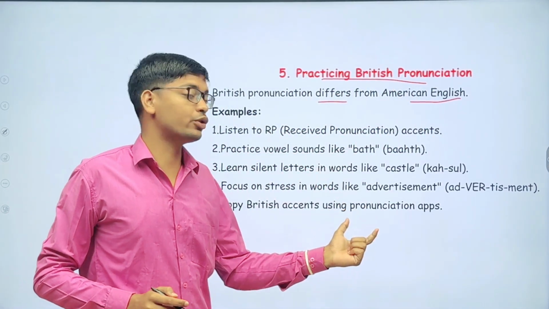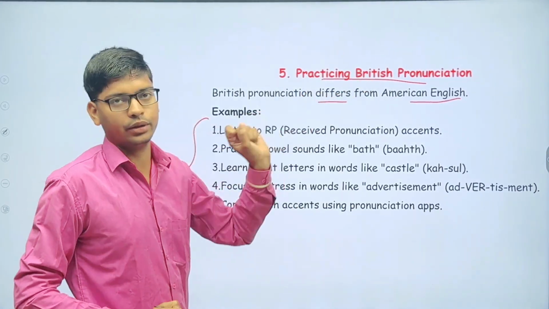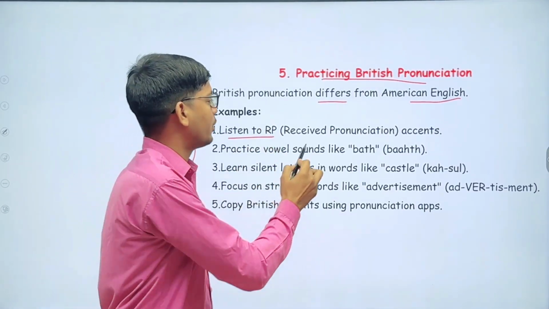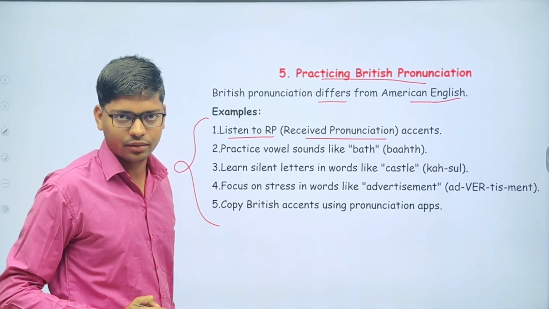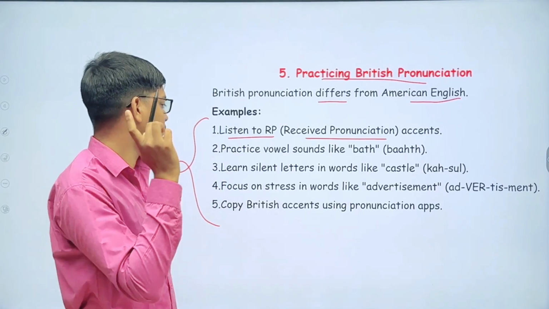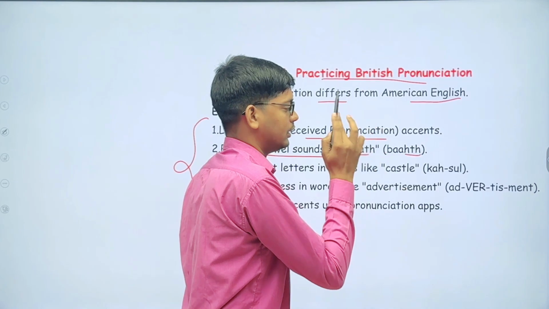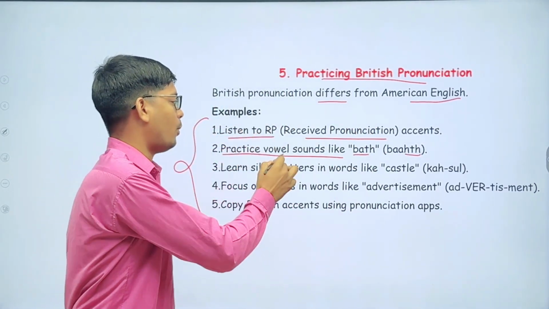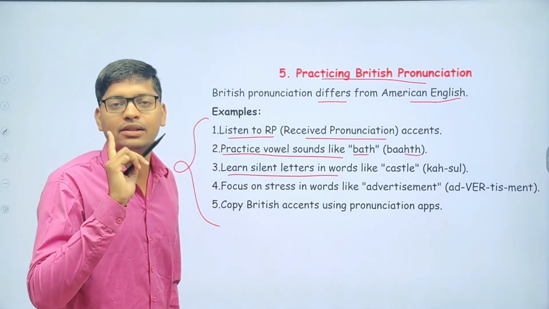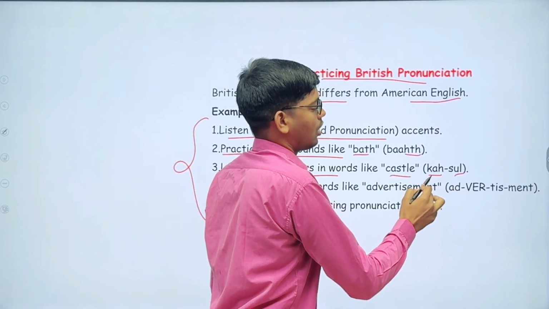For example, how is it possible? You can fulfill this using these methods. Here, listen to RP. RP means received pronunciation accents. Listen to RP accents. Practice vowel sounds like bath. Learn silent letters in words, like castle.